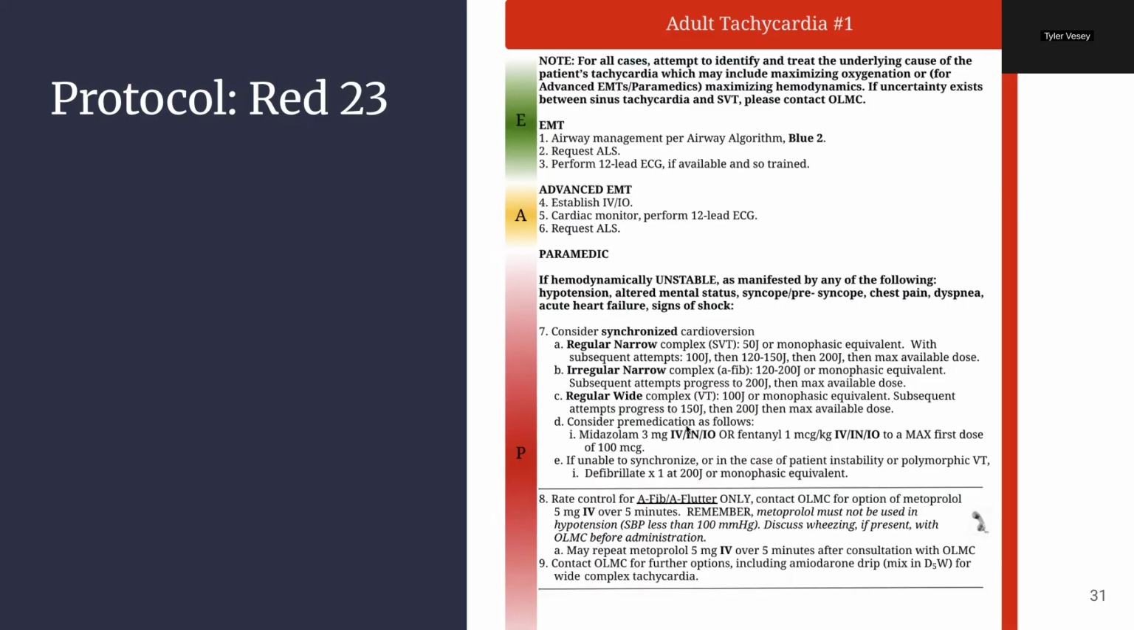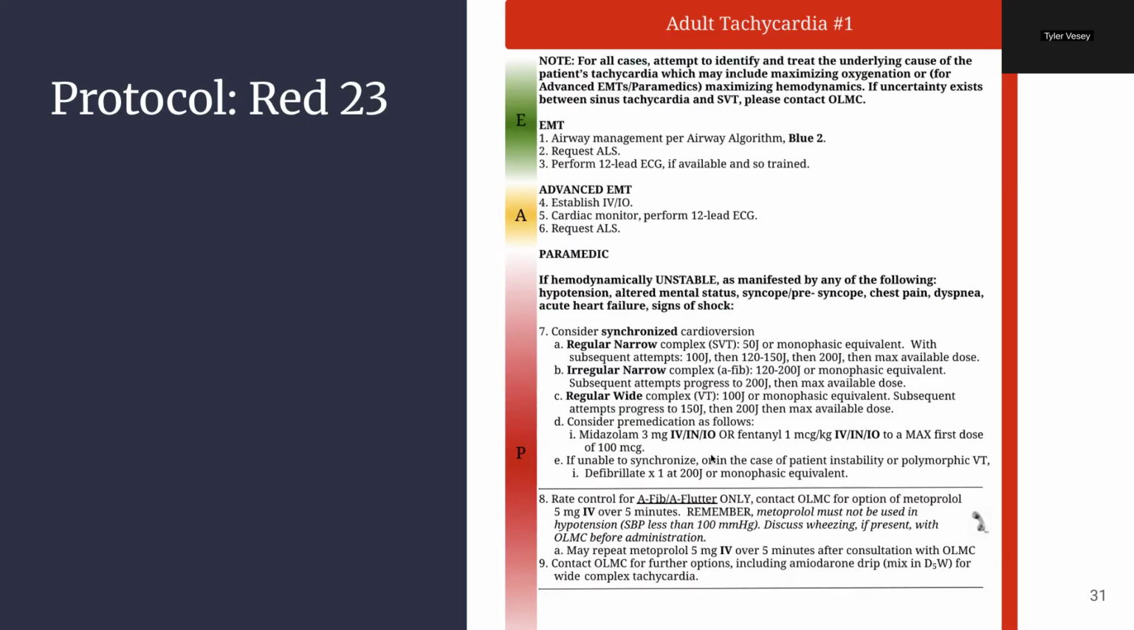But we should consider pre-medicating our patients: 3 milligrams of midazolam IV or IO, or fentanyl, 1 mic per kg with a max dose of 100, IV or IO. If you do not want to pre-medicate because they are very, very unstable, then make sure we medicate after, because shocking someone in the chest is not going to feel good. We can be a little nicer to our patients.